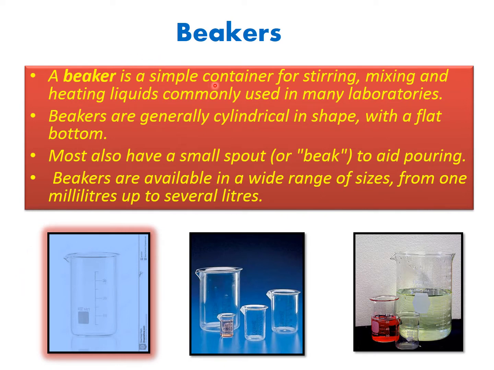So beaker. Now we come to the glassware. First we will see about beaker. Beaker is a simple container which is used for stirring, mixing and heating liquid, commonly used in many laboratories. It is cylindrical in shape with a flat bottom. Almost all the beakers have a beak, that is a snout, that is useful for pouring liquid. Beakers are available in a wide range of sizes, from millilitres to several litres.